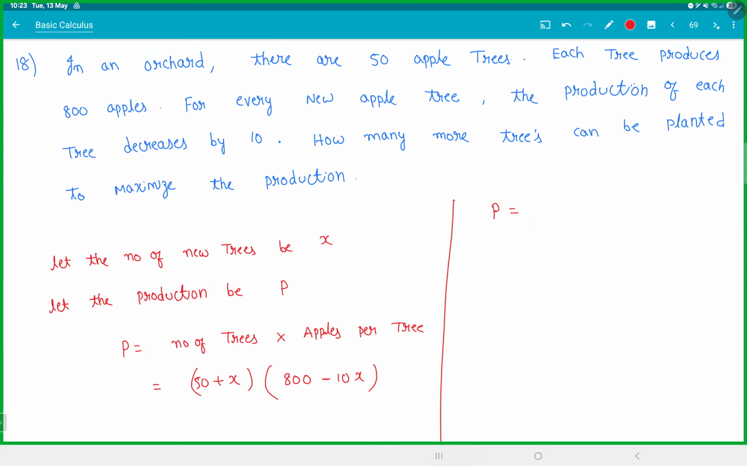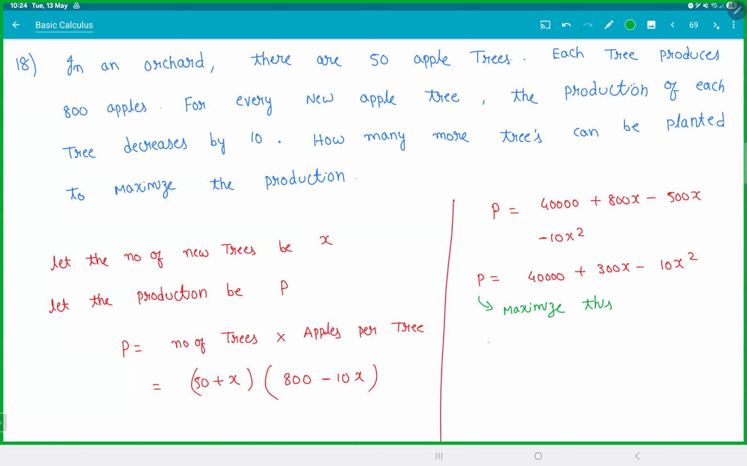So the production will be, multiply this, it will be 40,000 plus 800X minus 500X minus 10X square. We got a quadratic equation. So P is equal to 40,000 plus 300X minus 10X square. Now the question has simply become, find the maximum value of this function, isn't it? Find the value of X so that P is maximum. So we want to maximize this.